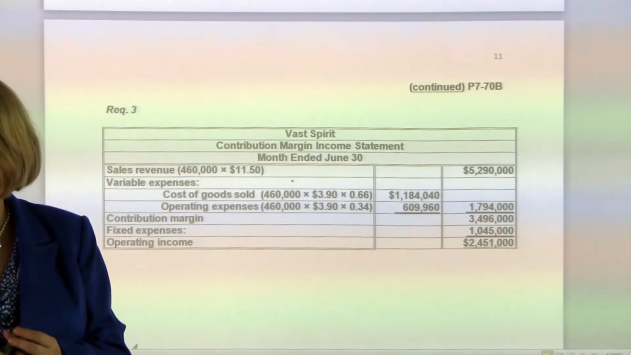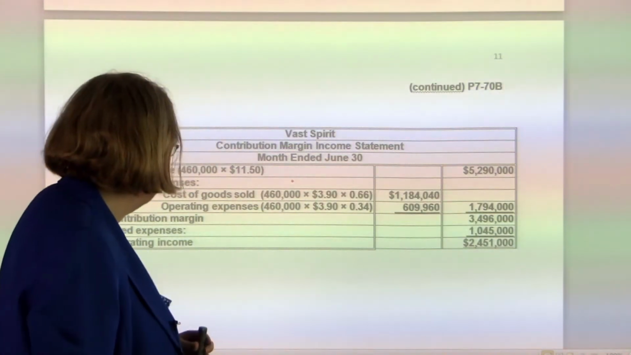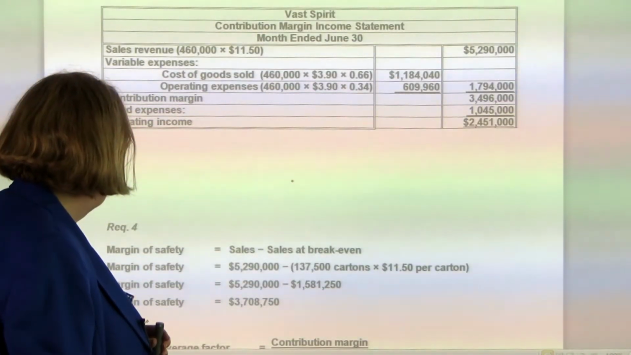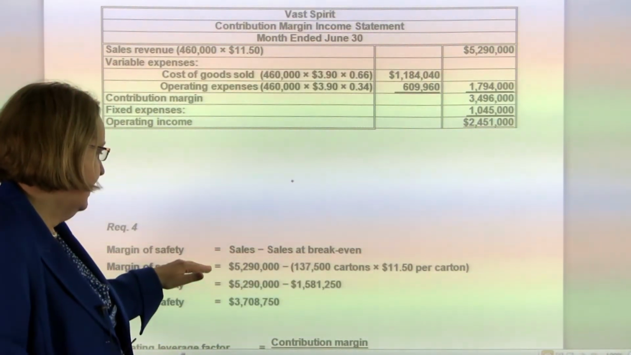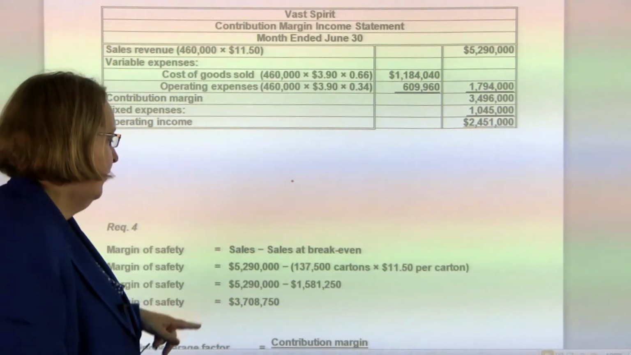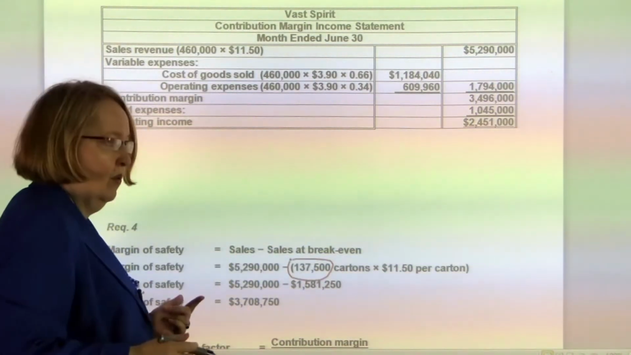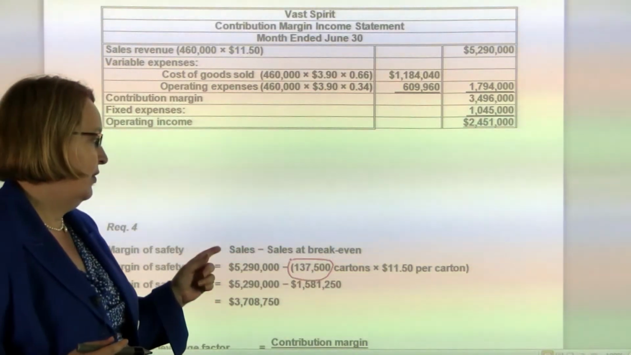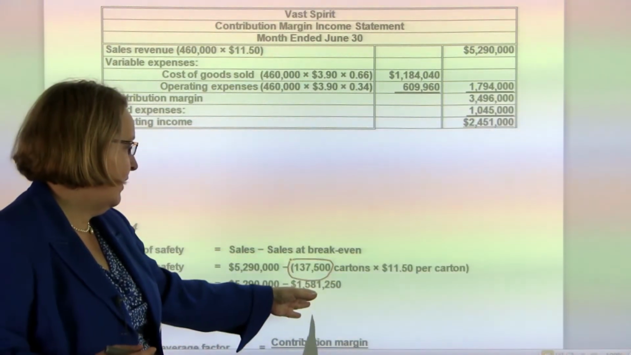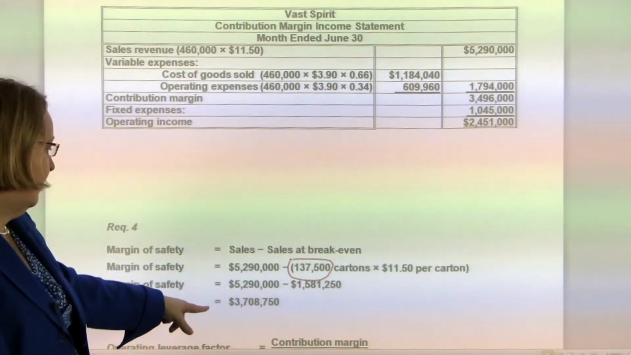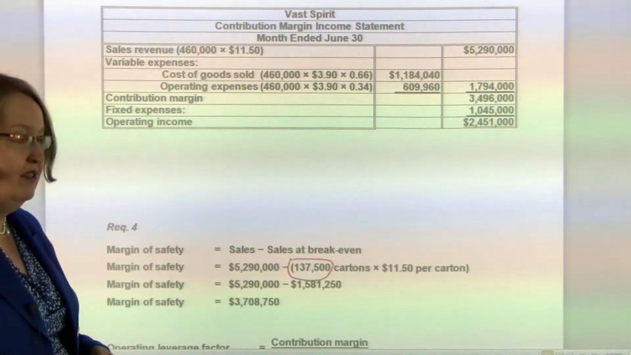Now we have requirement 4. They want us to calculate June's margin of safety in dollars as well as the operating leverage. For margin of safety, you're looking at your actual sales less your sales at break-even. We've already calculated that you have to sell 137,500 cartons to break even at $11.50, so break-even is $1,581,250. So you have a margin of safety of 3.7 million and change. That's your margin of safety.